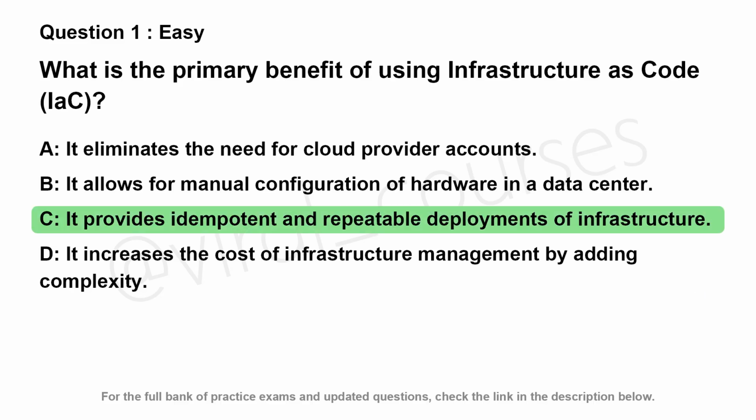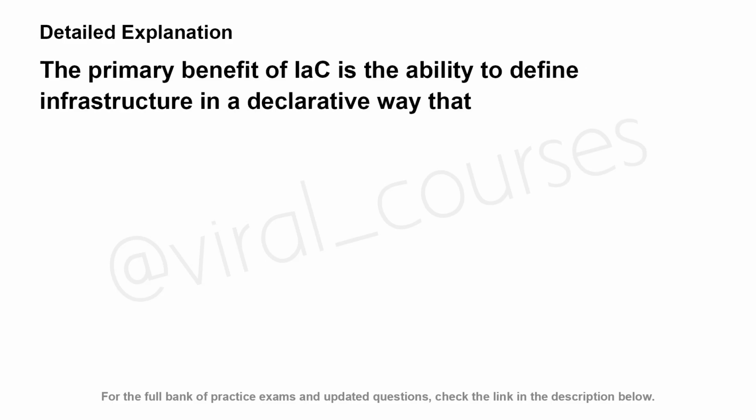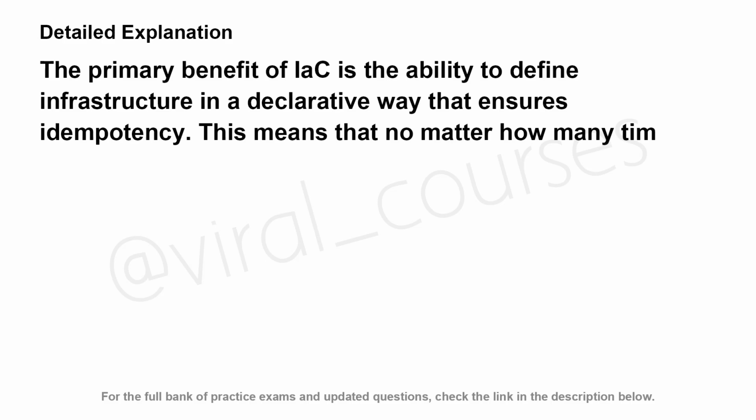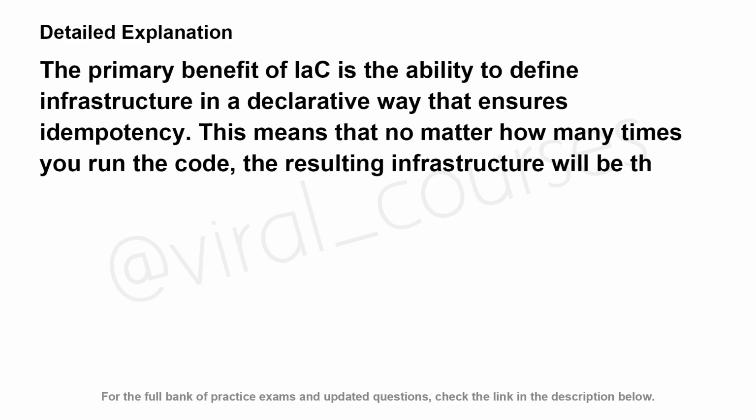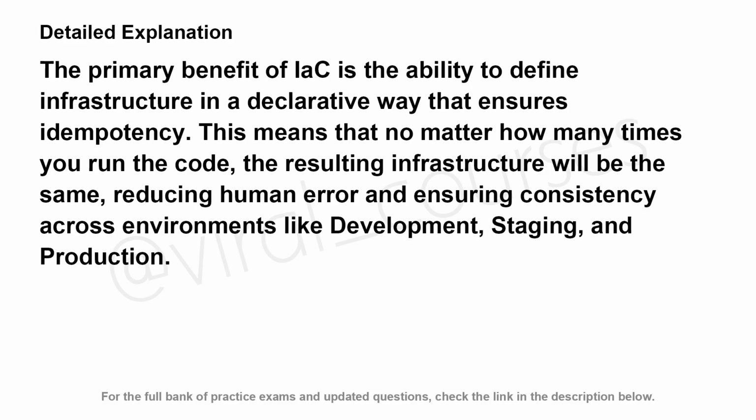The correct answer is C. The primary benefit of IaC is the ability to define infrastructure in a declarative way that ensures idempotency. This means that no matter how many times you run the code, the resulting infrastructure will be the same, reducing human error and ensuring consistency across environments like development, staging, and production.